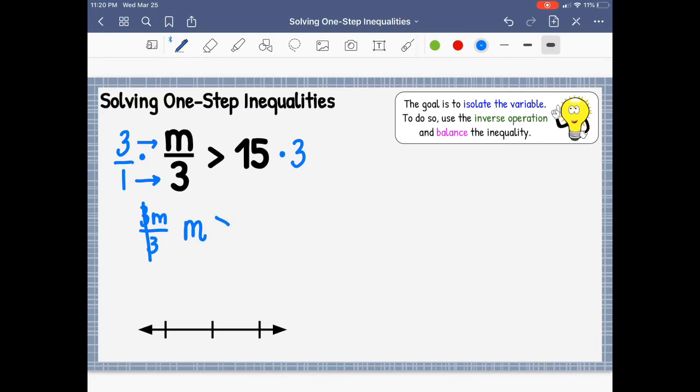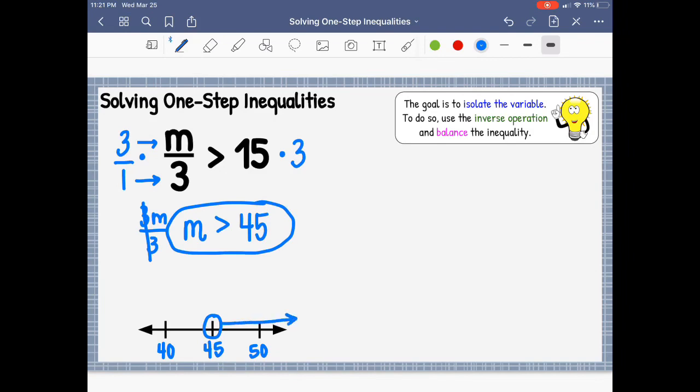Bring down your inequality symbol. Do the math. 15 times 3, the product is 45. So our solution is m can be any value greater than 45. So when we put that on the number line, I'm going to put 45 in the middle. I'm going to decide to count by a scale of 5 on this one. So notice my number line is 40, 45, 50. What type of circle do we need? We need an open circle because 45 is not included. And in which direction are values greater than 45? To the right. So m can be any number greater than 45.